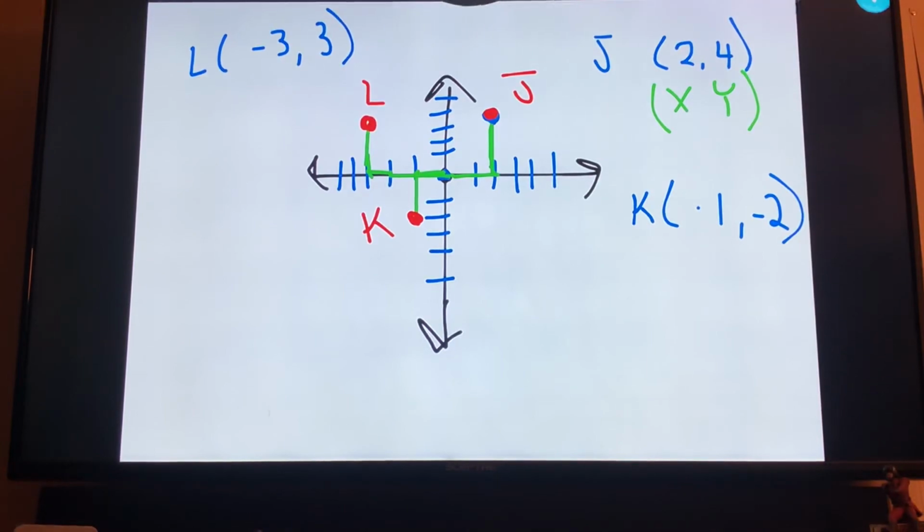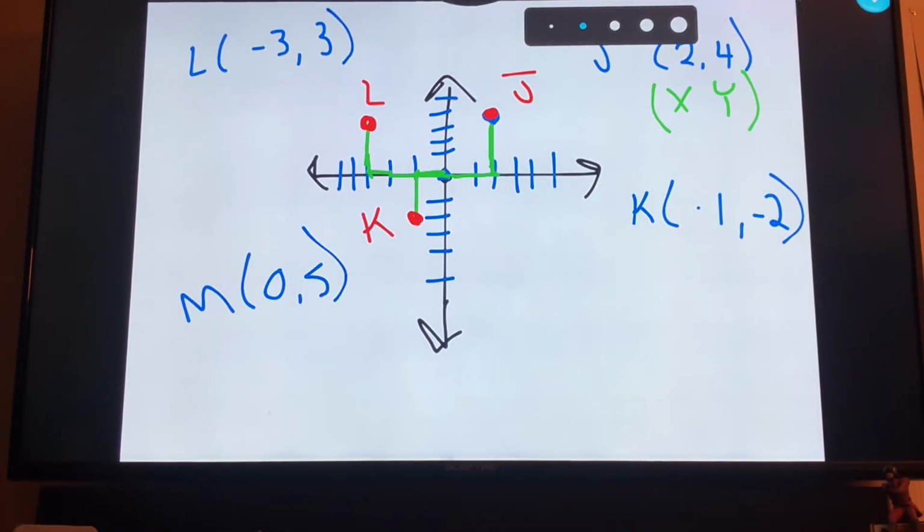And last, let's do M. M says we have 0, negative 5. Alrighty, well let's go to 0. 0 is where? I'll use a different color so you can see this a little better. 0 is right here in the middle. Okay. Negative 5 is down, so that means we're going to go 1, 2, 3, 4, 5. So M is going to be right here.